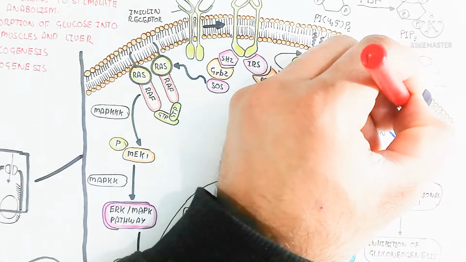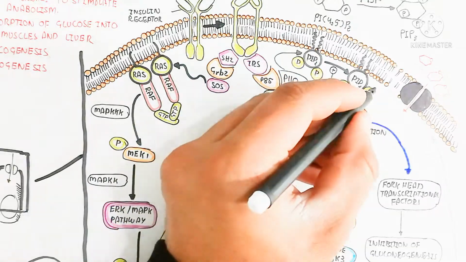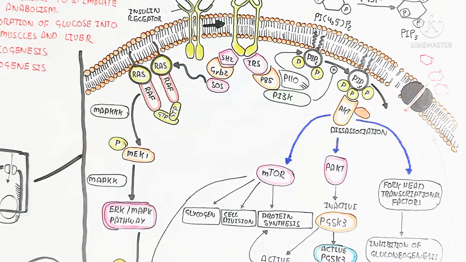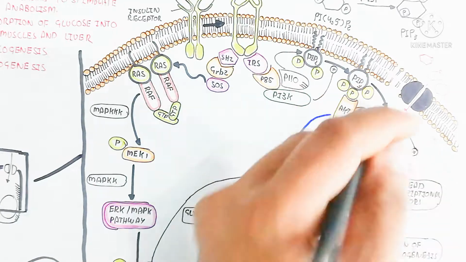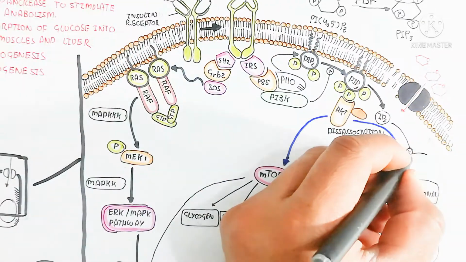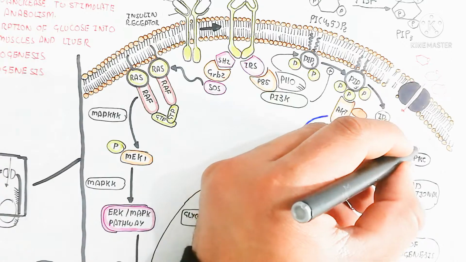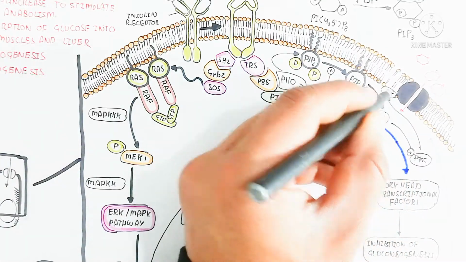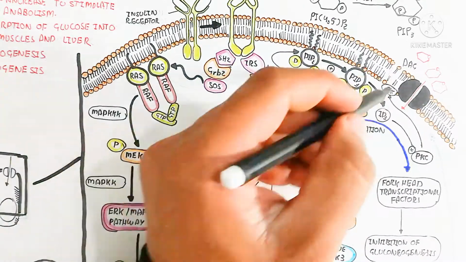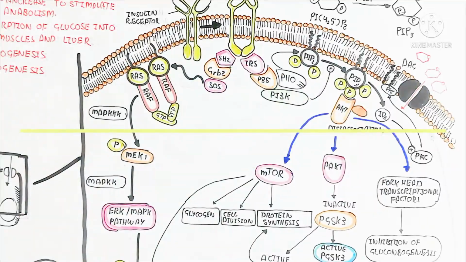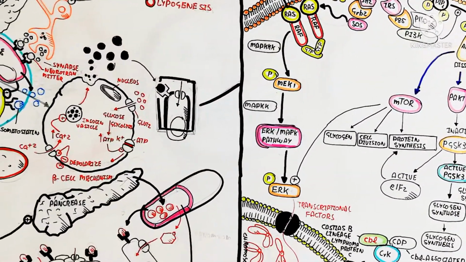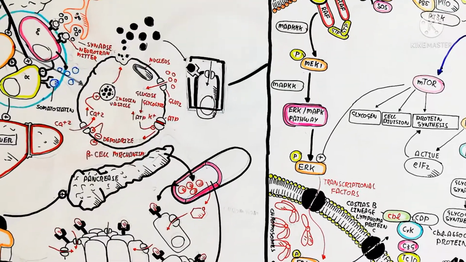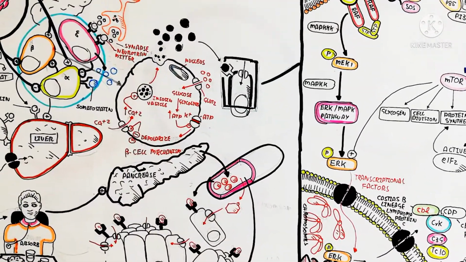But in the case of another pathway, which is very important, PIP3 will dissociate into IP3, inositol triphosphate, and this IP3 will trigger the endoplasmic reticulum to increase the calcium level to recruit the PKC, protein kinase C, which will bind with DAG, diacylglycerol, for proliferation and the synthesis of protein.